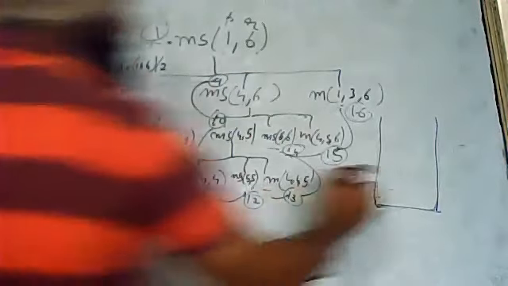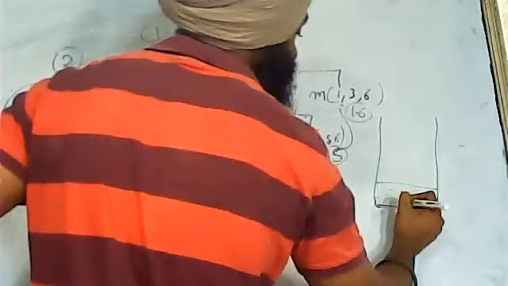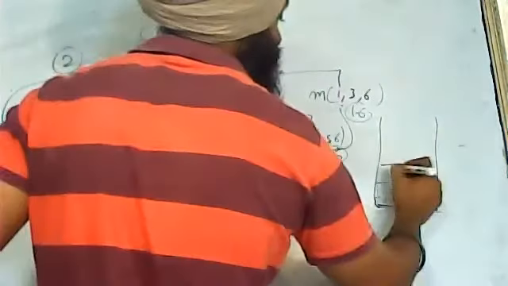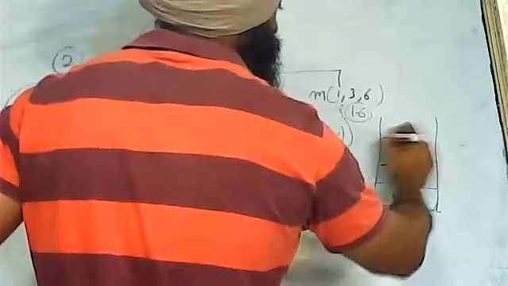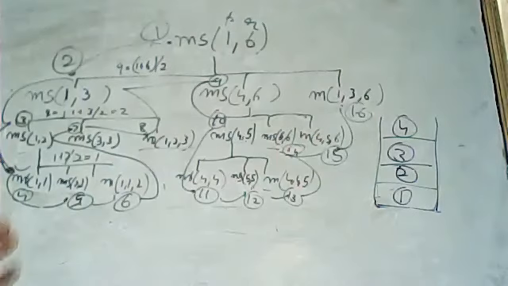1, 2, and 3, 4. So there will be 4 elements. We'll push, because this one is coming first. So we will push it in the stack. The first function call, and then the second function call, and then the third function call, and then the fourth function call. Okay. That many function calls, that many spaces we require. But that also depends upon the number of inputs.